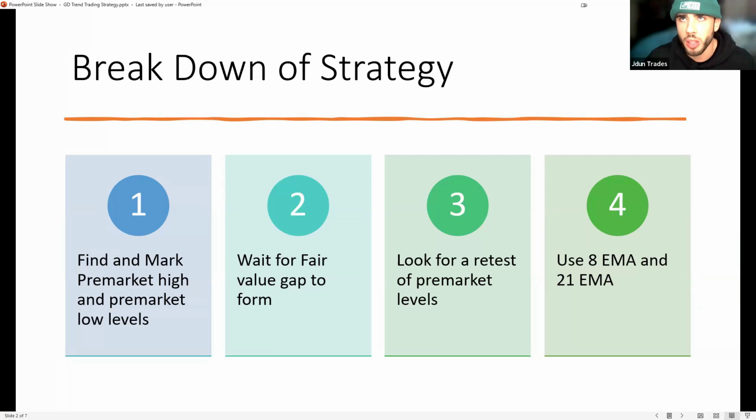So, find and mark the pre-market high and pre-market low levels. That's the first step. The second step, wait for the fair value gap to form. So we have to identify an impulse move past pre-market high or past pre-market low, and identify that fair value gap within there, which I'll show you guys on the live charts in a little bit if you're confused. The third thing is look for the retest of the fair value gap and pre-market levels. And the fourth thing is you can use the 8 and the 21 EMA. You can use any EMAs you would like. It's not really a big part of the strategy, but it definitely helps adding some confluence to the strategy.